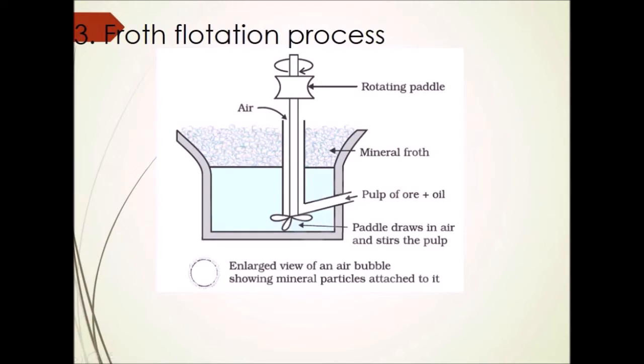During this process, the ore particles which are preferentially wetted by oil become lighter and rise to the surface along with the froth. That is, the ore particles are present along with the froth, whereas gangue particles which are combined with water become heavier and settle down. That is, the impurity which combines with water becomes heavier and settles at the bottom of the tank.